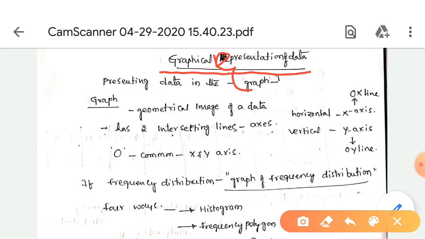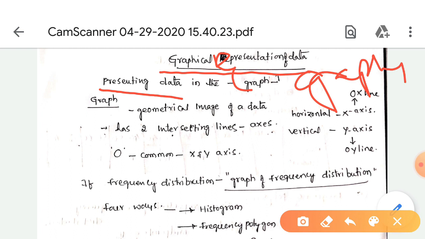Graphical representation of data means presenting data in the form of graphs. It's called graphical presentation of data. What is a graph? A graph is a geometrical image of data.